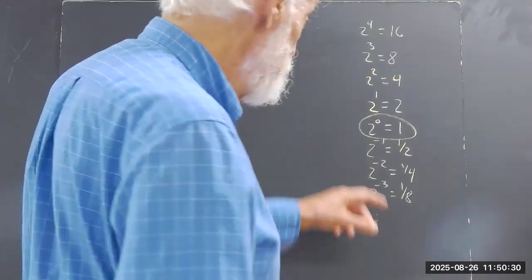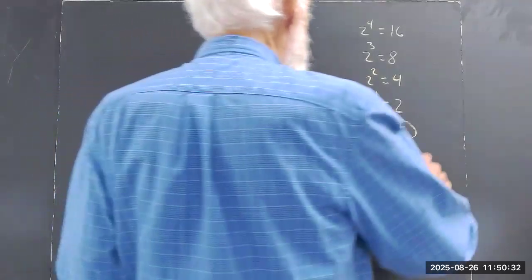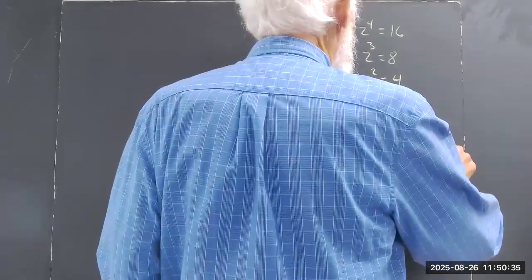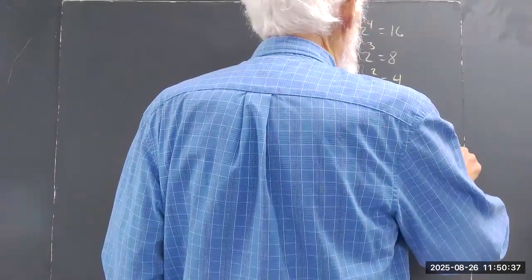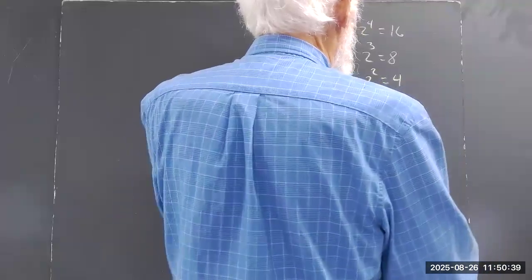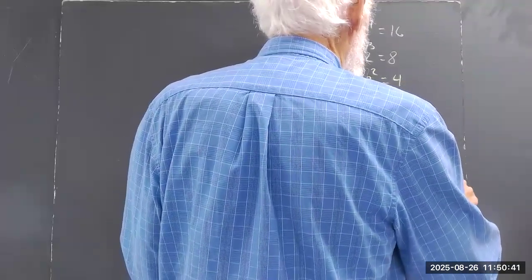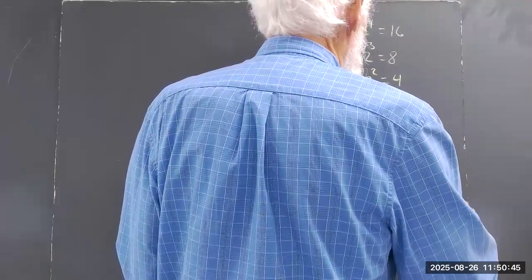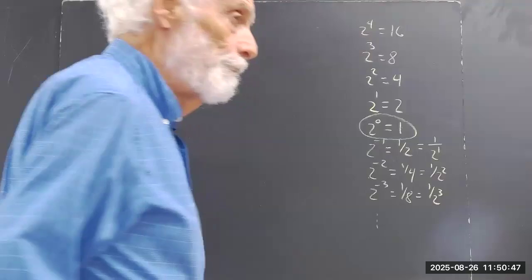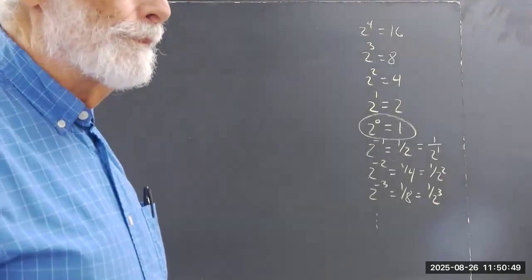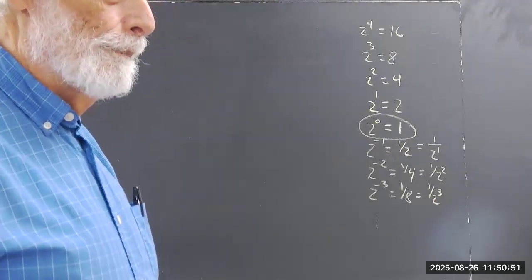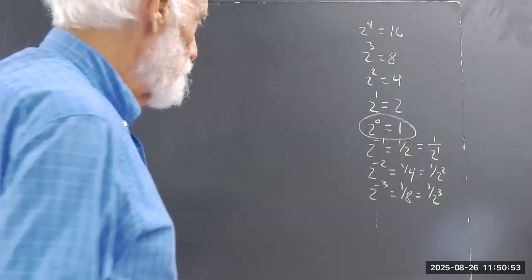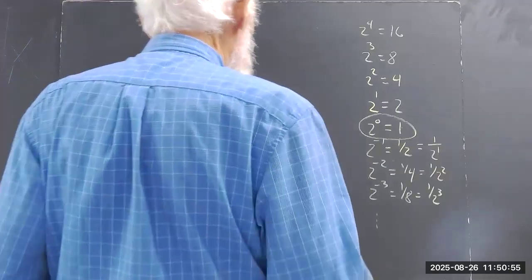Now, what's 1/2? I could write that as 1 over 2 to the 1. 1/4 is 1 over 2 to the 2nd. 1/8 is 1 over 2 to the 3rd. So now my question is, what should my rule be?